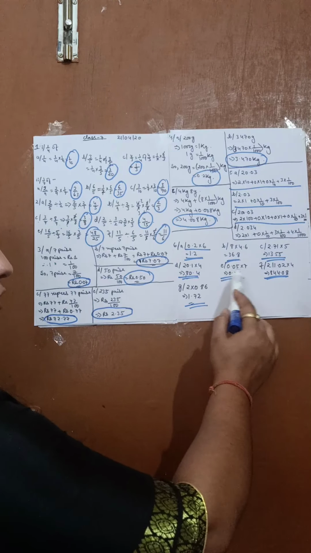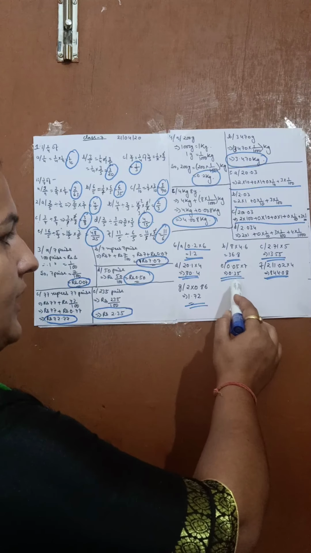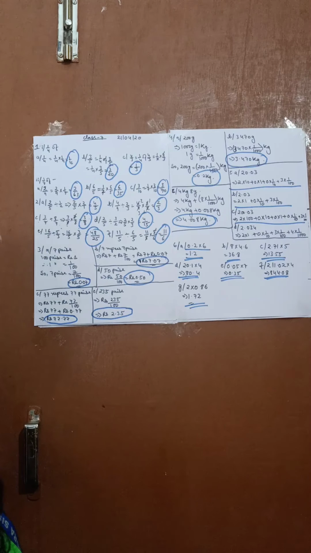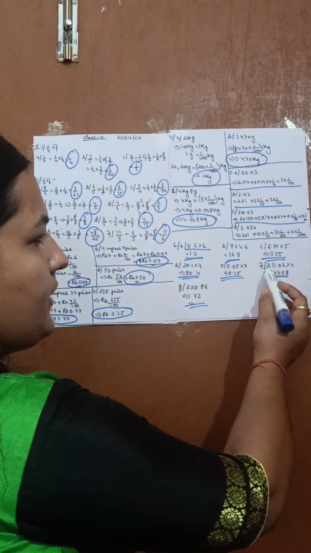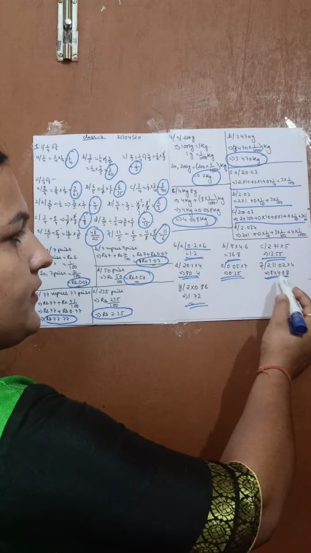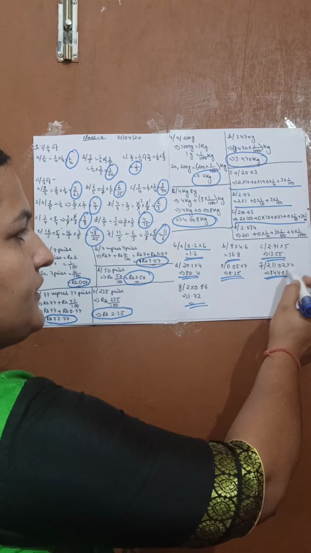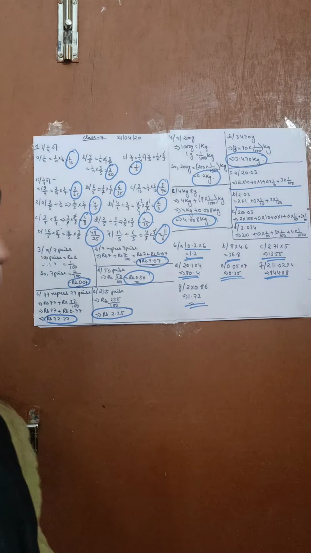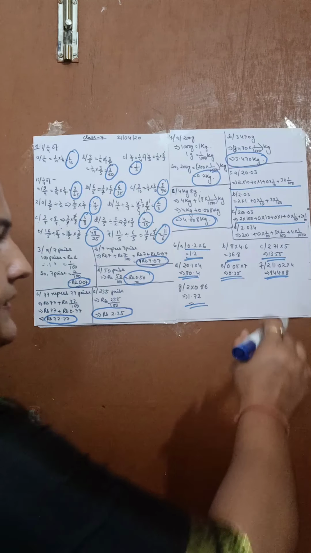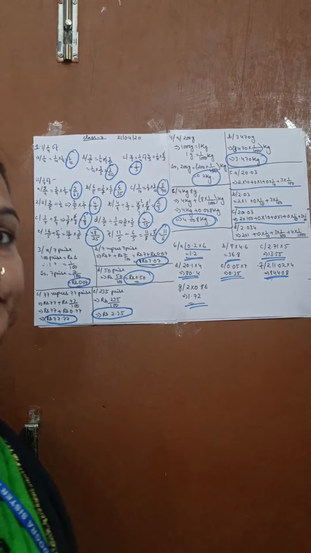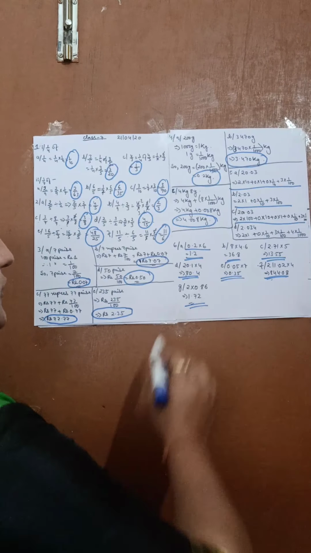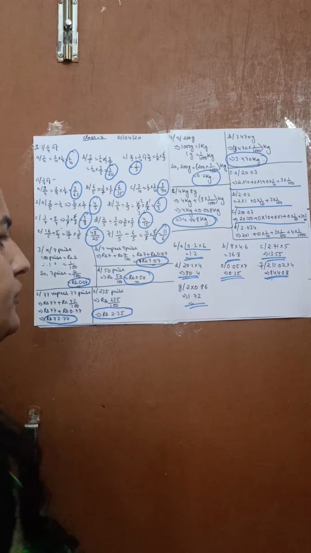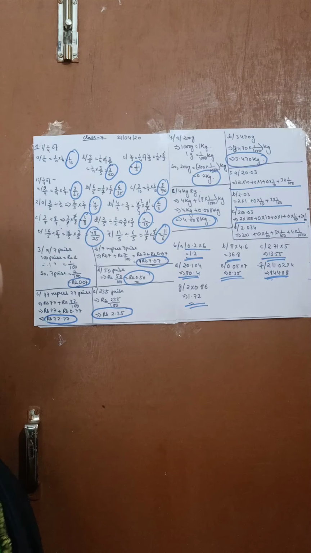Number E is 0.05 into 7. It becomes 0.35. Answer of number E is 0.35. Number F is 211 into 0.2 into 4. It becomes 844.08. So 844.08 is the answer of number F. Number G is 2 into 0.86, is equals to 1.72. So the answer of number G is 1.72.